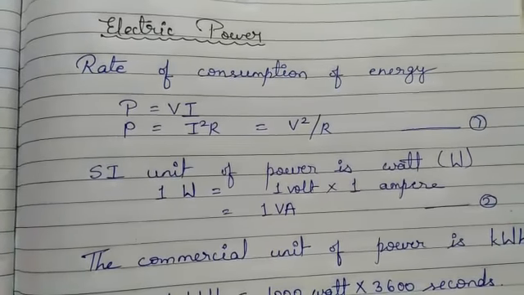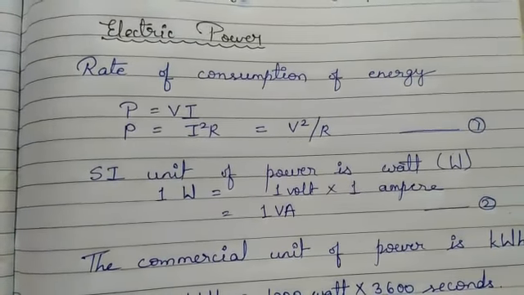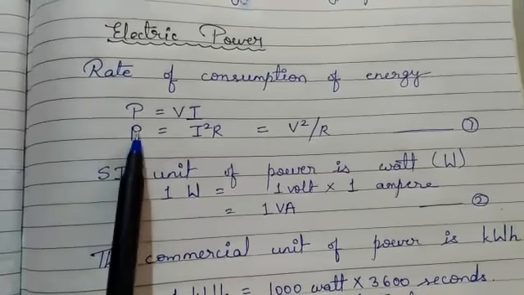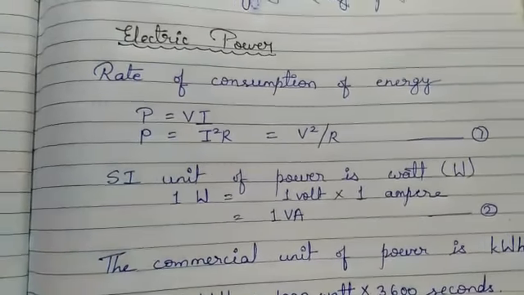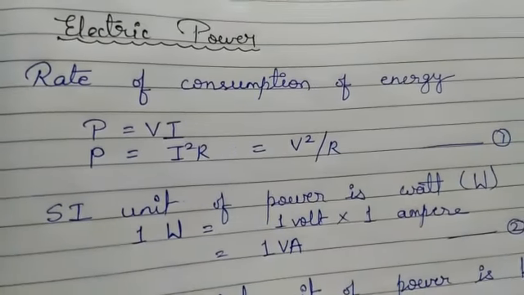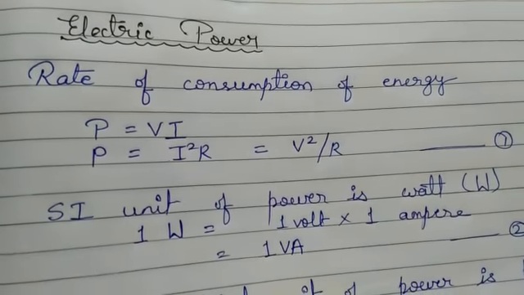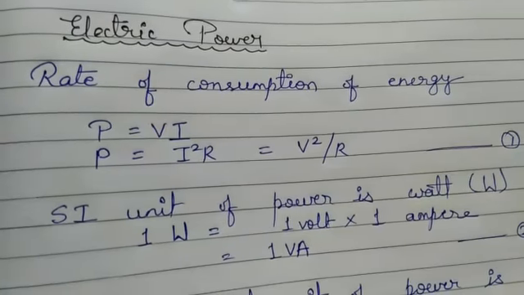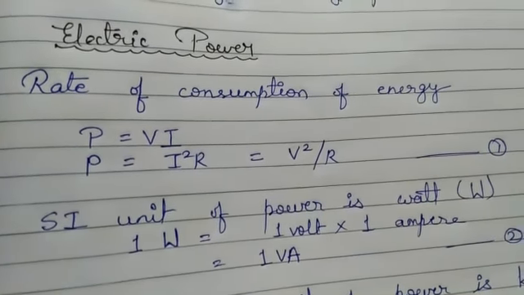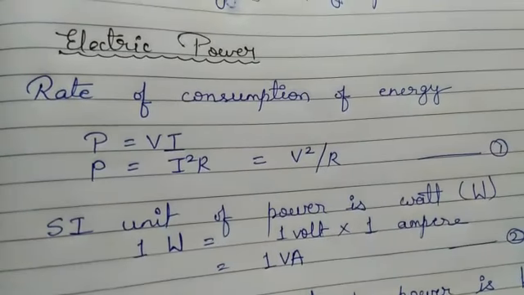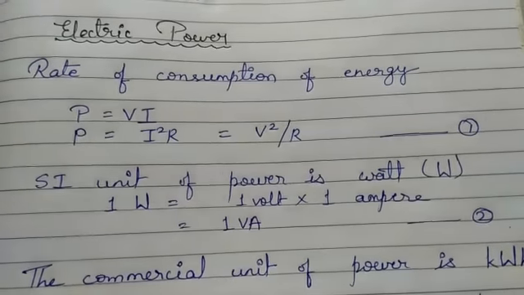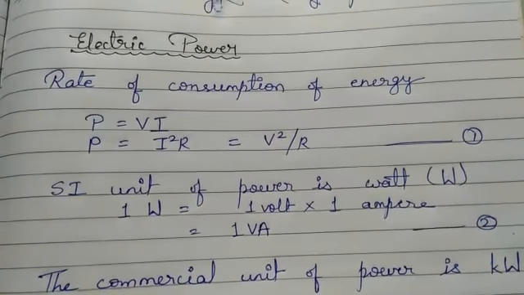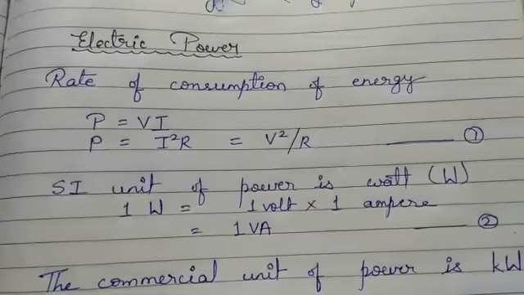Okay, and in the heating effect we have already discussed what the power is, which is input to the device: P equals V into I. When we put the value of V from Ohm's law, it becomes I square R, and when we put the value of I, then it becomes V square upon R. So we have three formulas of power: V into I, I square R, and V square upon R.